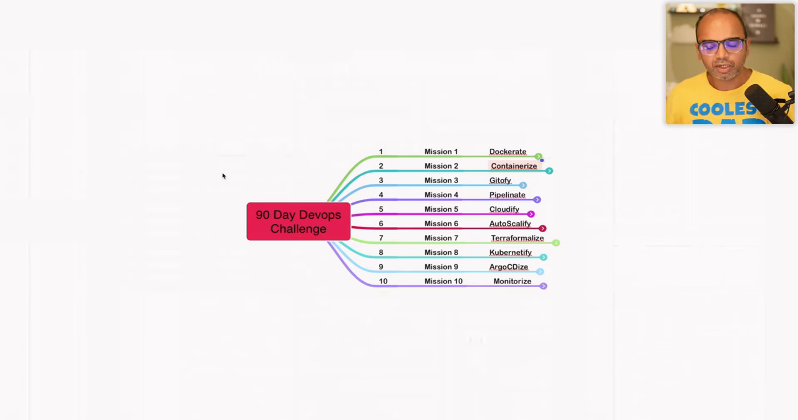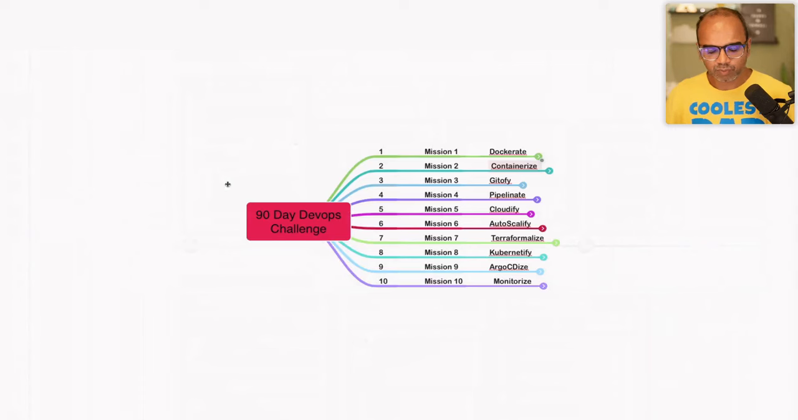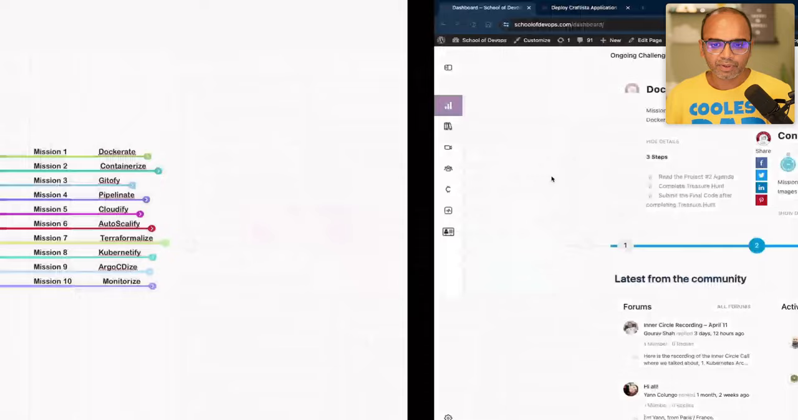So you will also end up building images for the rest of the applications as part of the projects. And then we go towards the next missions of Gitification, pipelination, cloudification, auto scalification, Terraform, Kubernetes, Argo, and monetization. So this is where we begin our project. So start getting familiar with the project, start getting used to running containers, learn how to launch that entire stack. That's what your task is for this week.